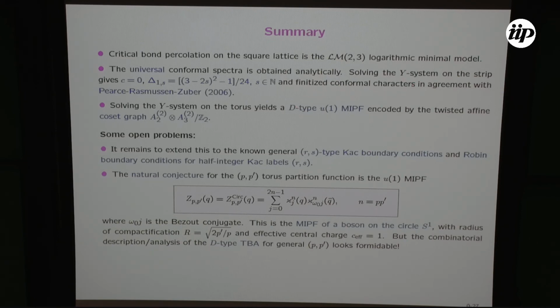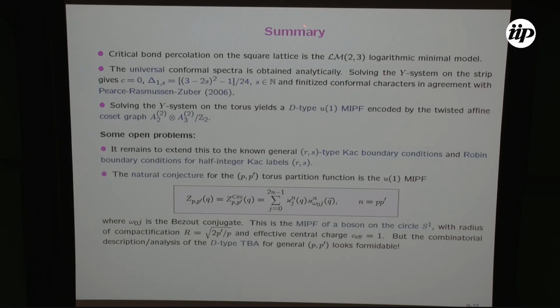The finitized conformal characters have been obtained, and we showed by a large identity that actually they're equivalent to the ones given in the original paper with Rasmussen and Zuber in 2006. Solving the Y system on the torus, we found a D-type U(1) modular invariant partition function, and it's encoded by twisted affine coset graph. The Z2 is just the simple quotient on the two sublattices.